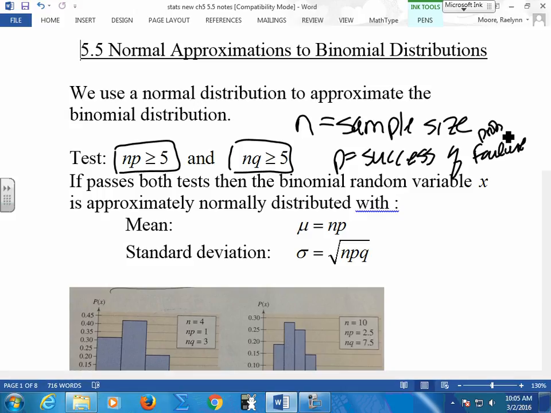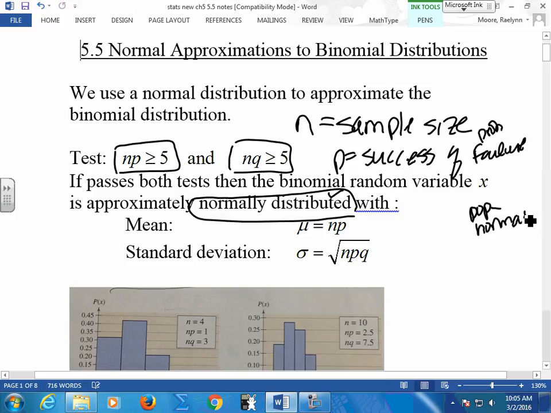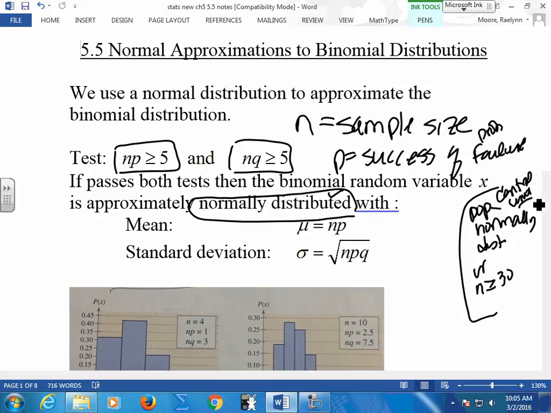If you pass both tests, then we can assume that this is normally distributed. Before we had to say, was your population normally distributed, or was n greater than or equal to 30? This is what we did for your central limit theorem. Okay, to approximate a normal distribution for your binomial distribution, we have to check these two things. And then we're going to use the same formulas we used at the end of chapter 4.